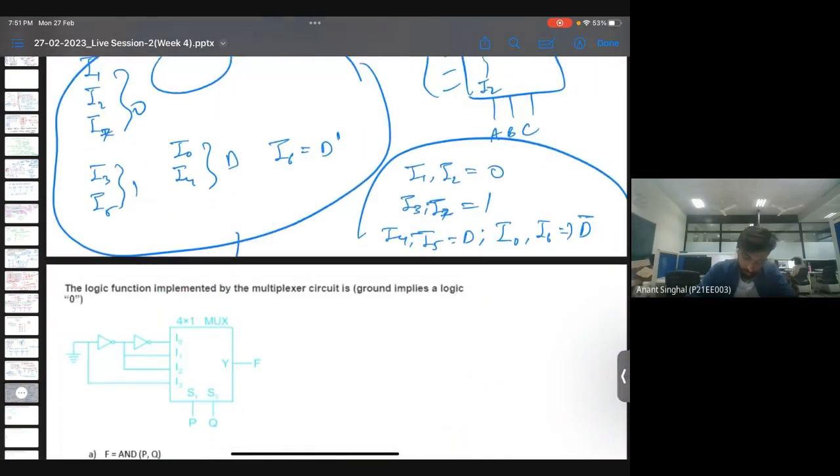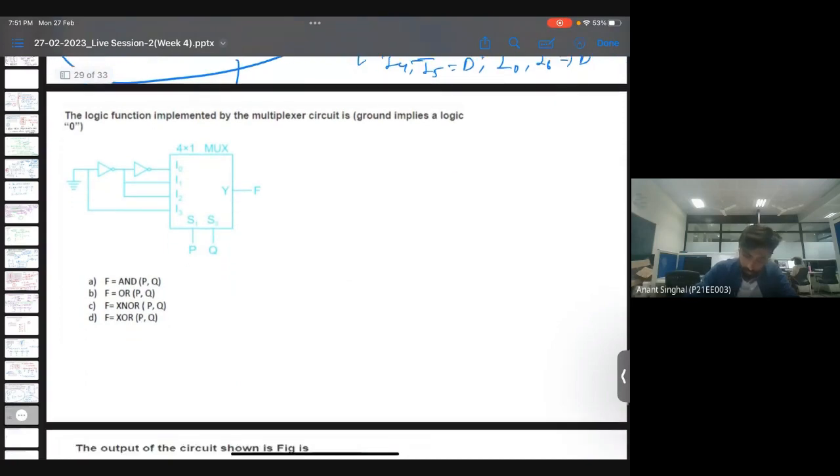So let's proceed with some of the shorter questions. This is a question, you need to calculate f in this question. I hope it is visible. Can you tell me what this 4 cross 1 mux is giving? I'll give you 2 minutes.